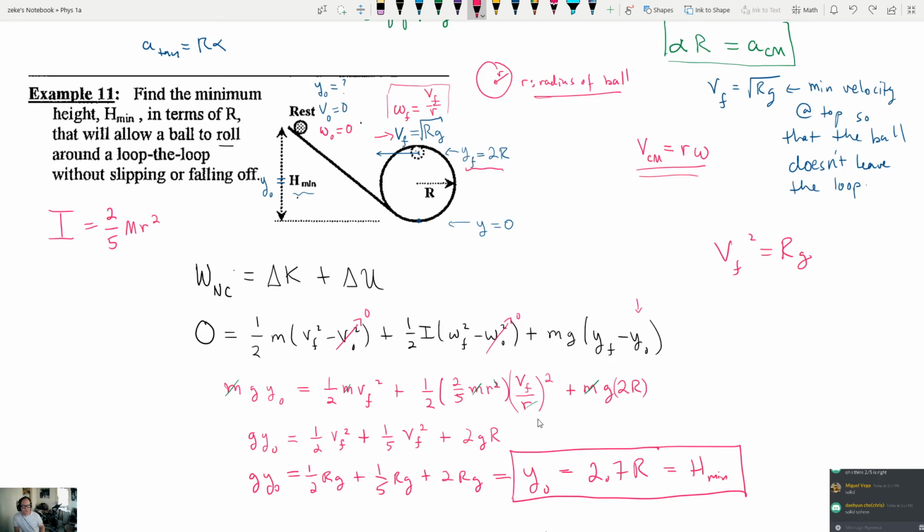In fact, this is a question where I asked people to predict what they think the answer was, and some people said, oh, you think that it's only 2R that you need to drop it from, but you actually have to drop it just a little bit higher to get it to actually go all the way around. Okay, before I add another part of this problem, does anyone have any questions?